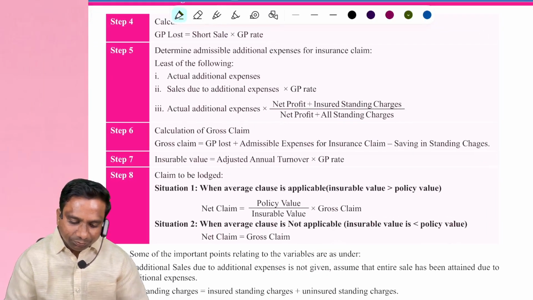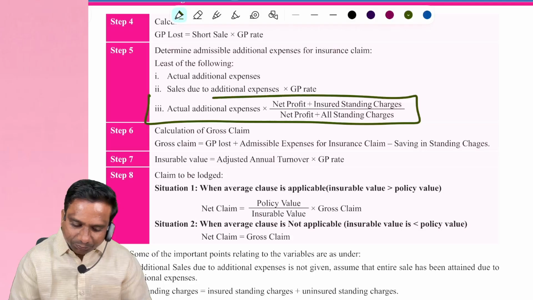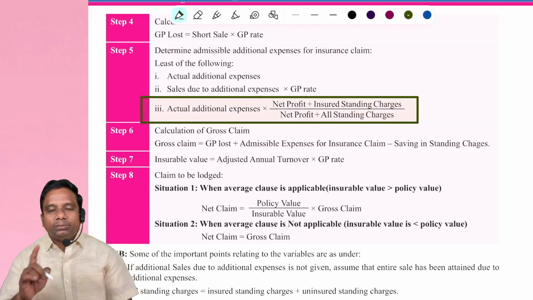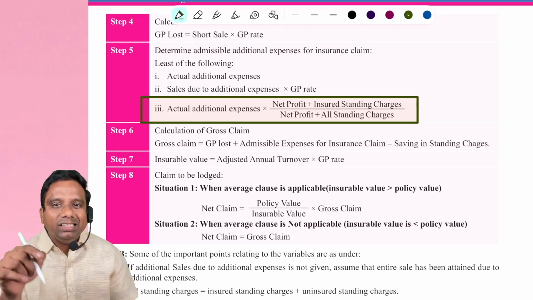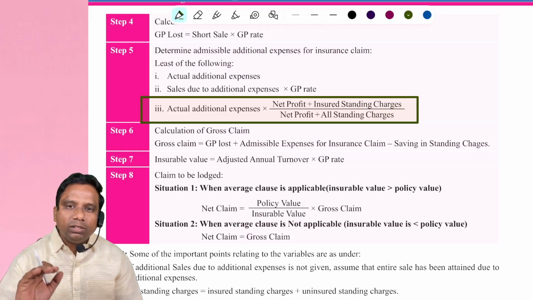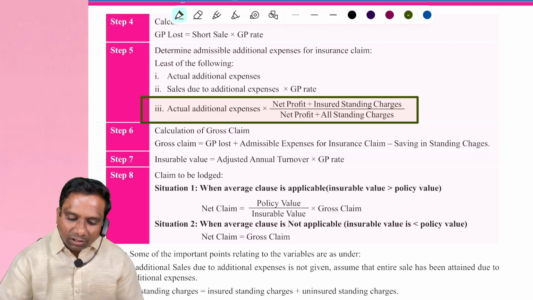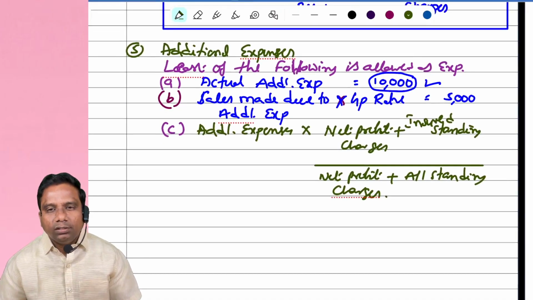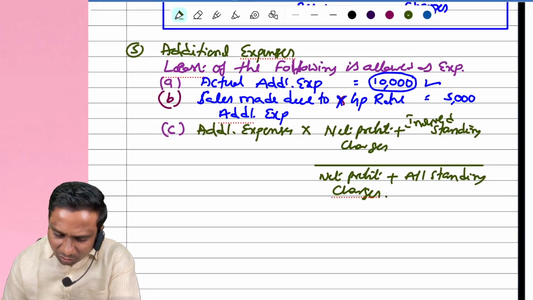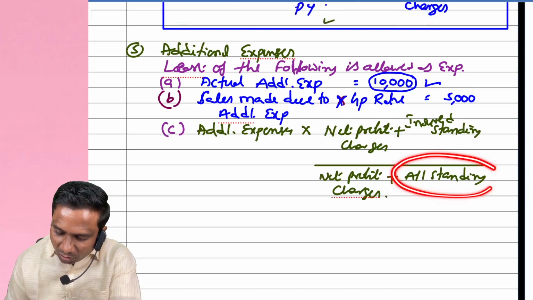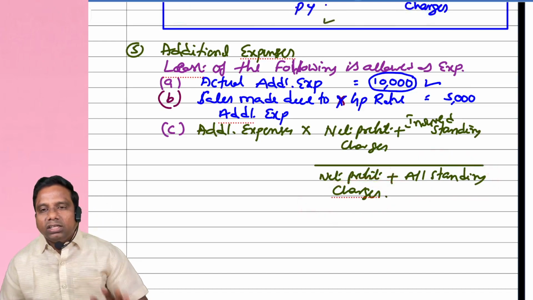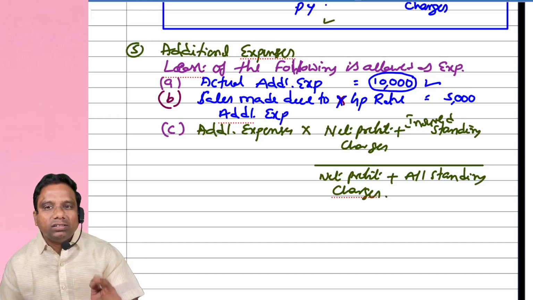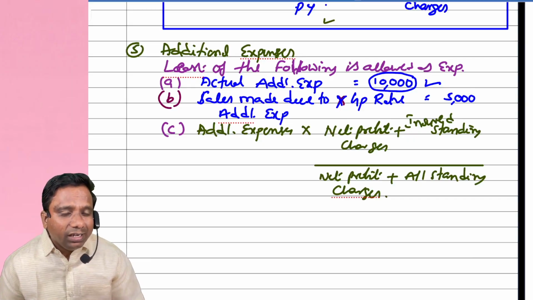This formula: actual additional expenses into net profit plus insured standing charges divided by net profit plus all standing charges. This they will give you in the problem. Sir, all standing charges means what, sir? All standing charges are nothing but insured standing charges plus uninsured standing charges. Uninsured standing charges means what?